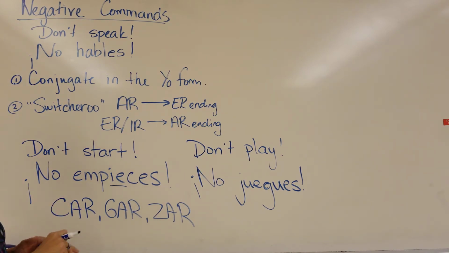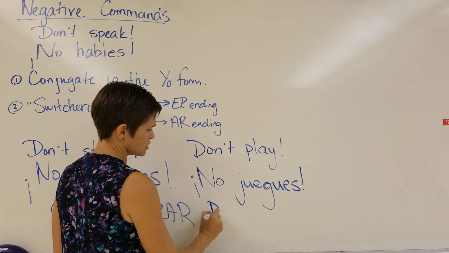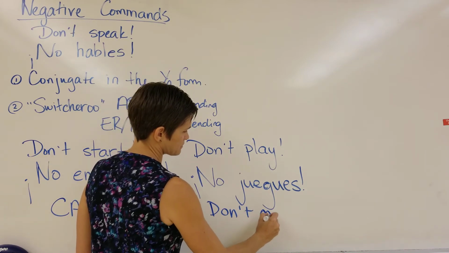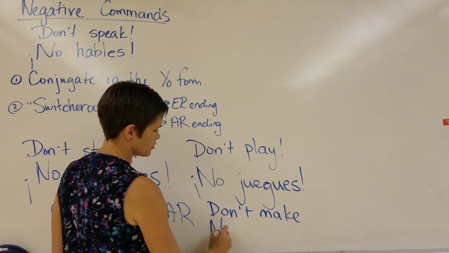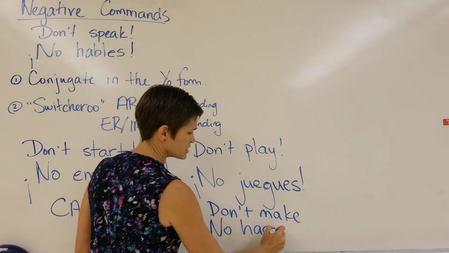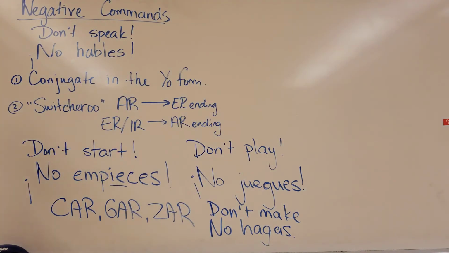Putting it in the yo form is also important for things that are yo-go verbs, like don't make. The yo form is hago, so we got to start with that in order to get the G and make sure that it is correct.